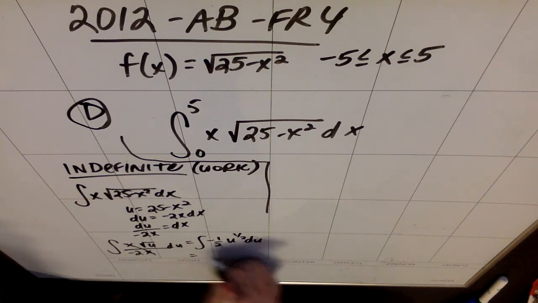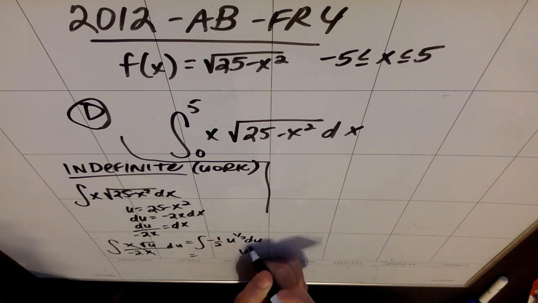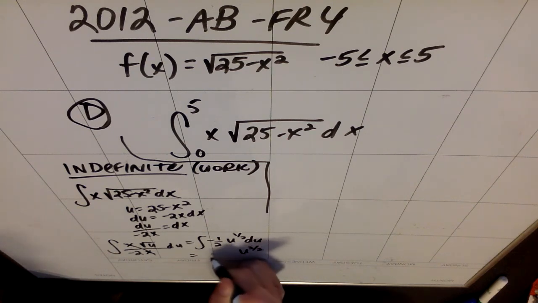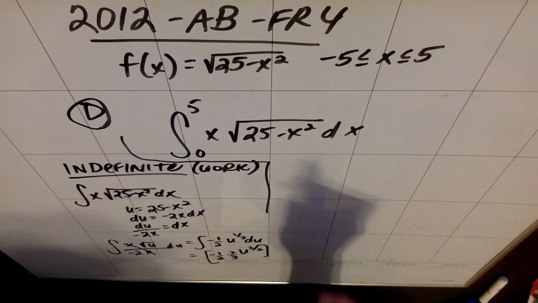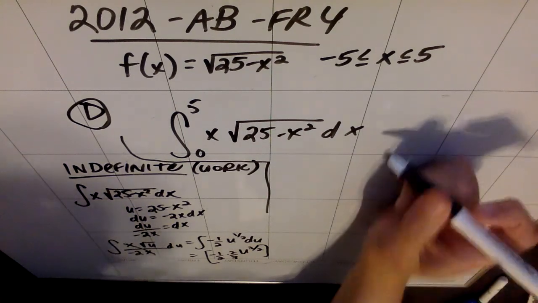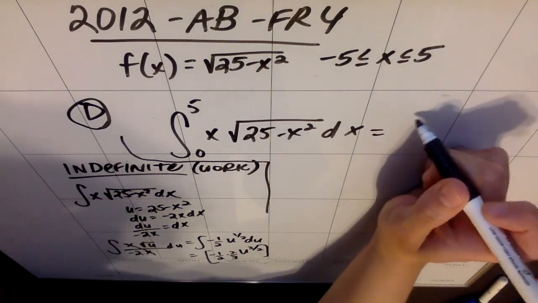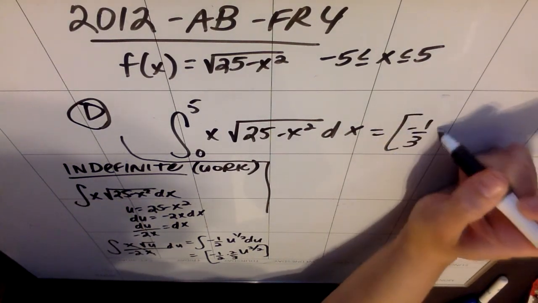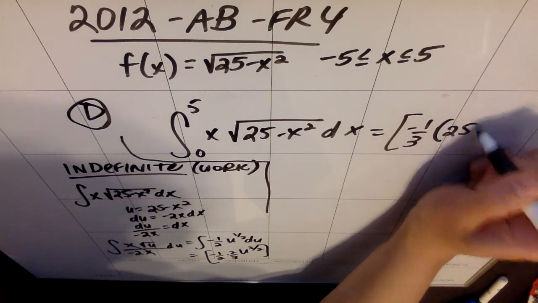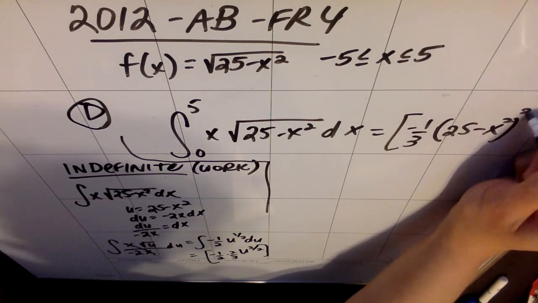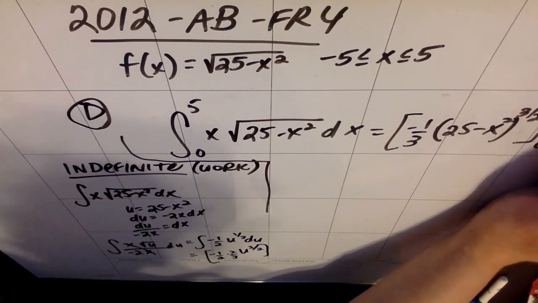So I'm going to end up getting that this is u to the 3/2, and instead of dividing by 3/2, I'm going to times by 2/3. So this 1/2 will be times 2/3. And then I'm going to put the brackets, because even though this is an indefinite integral, I actually know that I'm going back up here. So I recognize that this integrates to -1/3 of my u, which is the 25 minus x squared, to the 3/2, evaluated from 0 to 5.